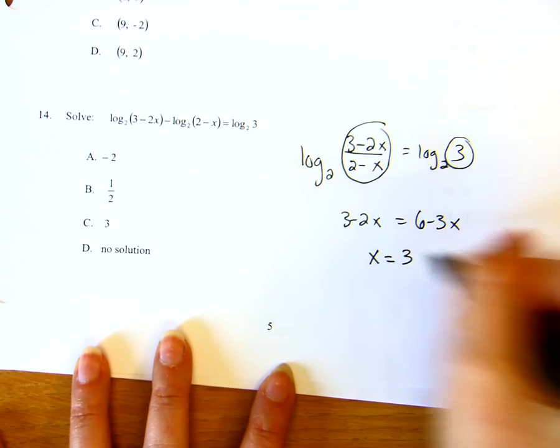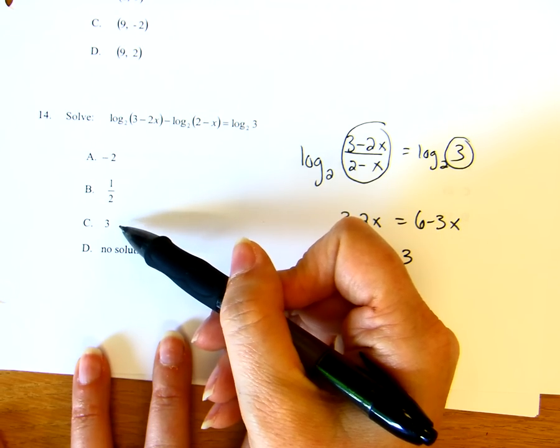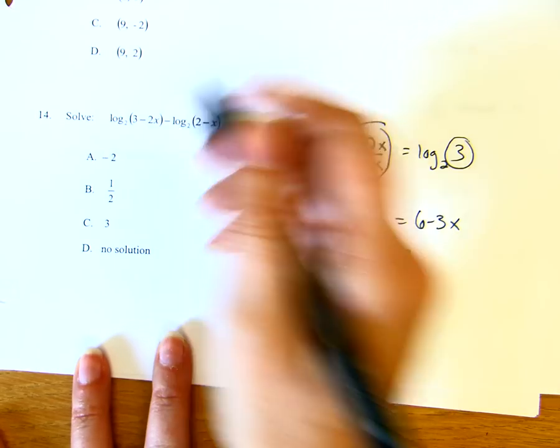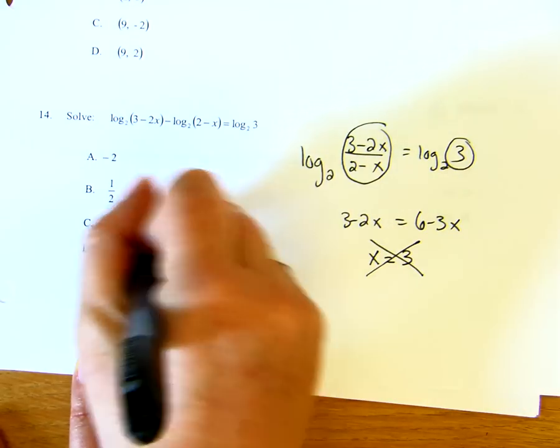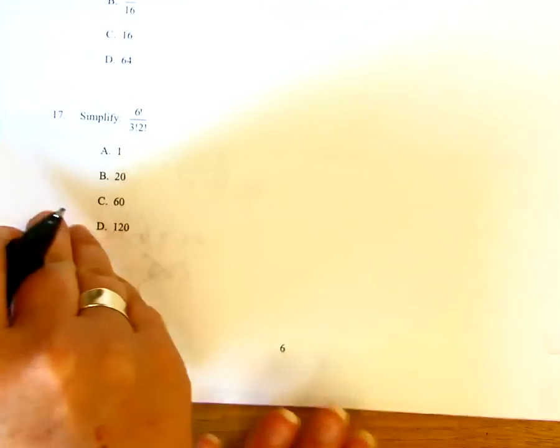I get that x is equal to 3, making this a very tempting wrong answer. If you go back and check, 3 minus 6, that's a negative. 3 needs to be rejected. D is the correct solution.